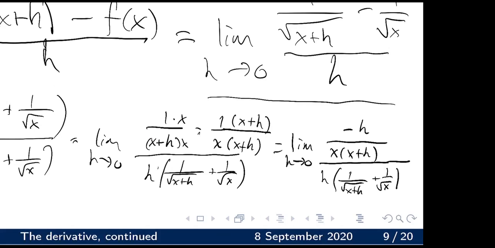And then what happens with that h and that h? Yeah, those h's cancel. Okay. And now, let me just erase that because I'm out of room. So this is negative 1 over that. And now, what can I do?